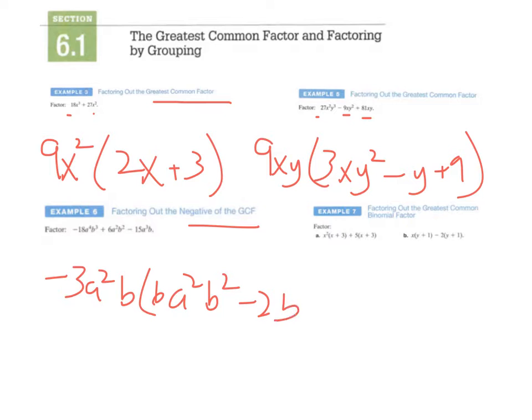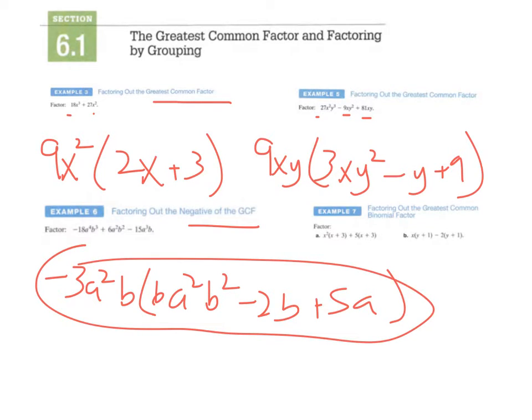And we get a b. And then when we do the last one, we get a positive 5. The a and the b cancel. So there is our answer to example 6.